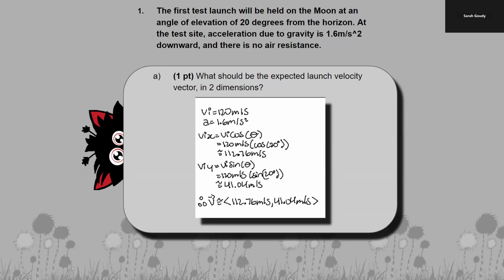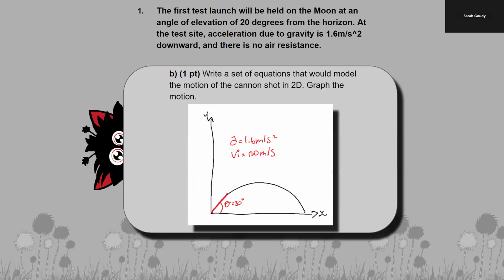per second squared. We can calculate our expected launch velocity of x and y by first calculating our x equals initial velocity cosine theta, and then our y, which equals our initial velocity sine theta, which finds 112.76 meters per second and 41.04 meters per second as our vector. These are also our equations for the next question.